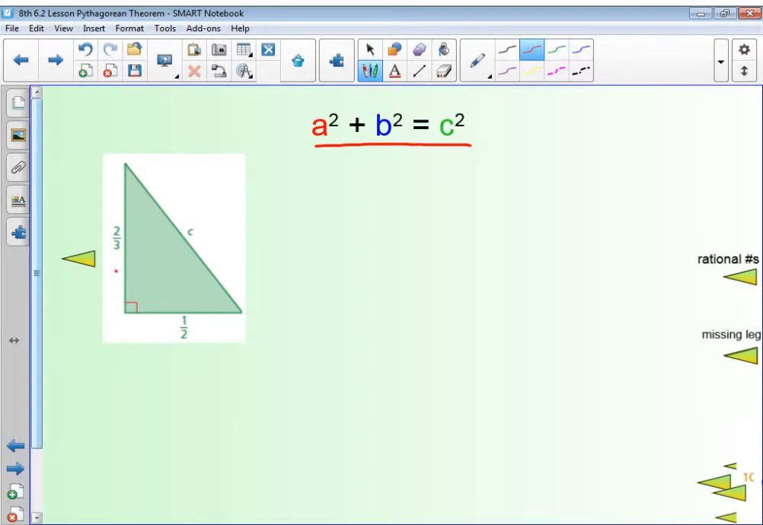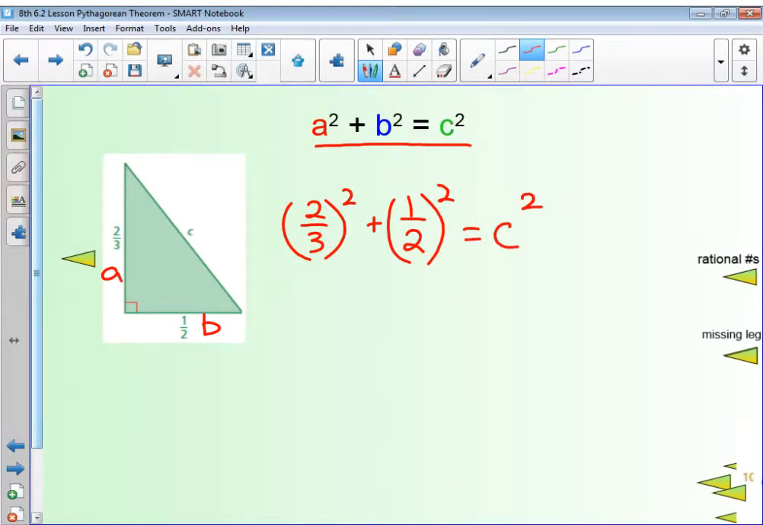I'm going to say this is A because that's one of the right angles or sides of the right angle, and this is B. You can flip-flop those. C is my hypotenuse, or that side straight across from the right angle. Okay, so I'm going to plug in 2/3 squared, plus for B I have 1/2 squared equals C squared. Okay, so now if I simplify, 2/3 squared, well, remember you apply that 2 to both of those numbers. So it would be 4/9 plus 1 times 1 is 1 over 2 times 2 is 4. And then that's going to give me equals C squared.